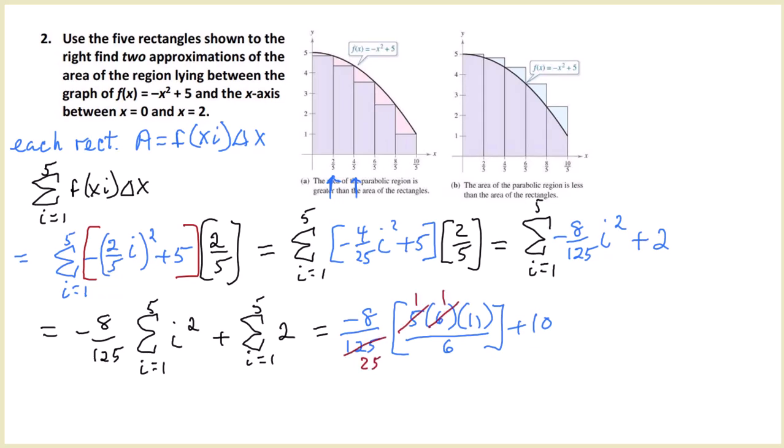I can cancel some things here. On the top, I've got negative 88. On the bottom, I've got 25. You're welcome. I'm glad you were here. So this just got a whole lot simpler. I can put everything over the same denominator.